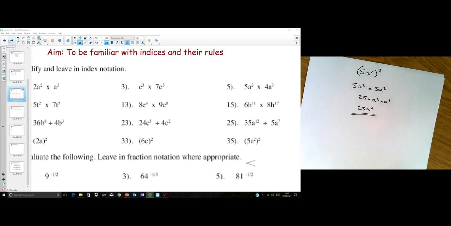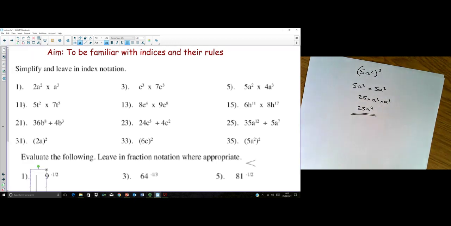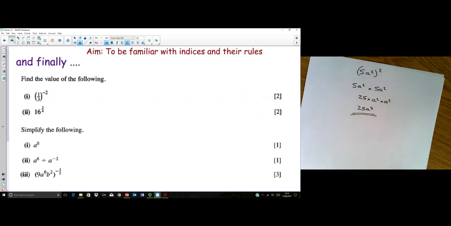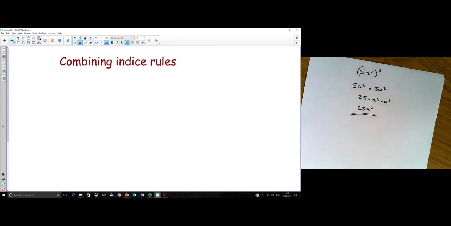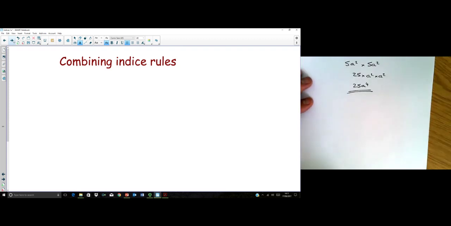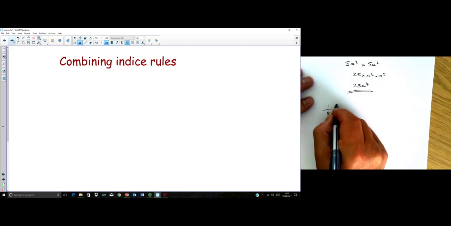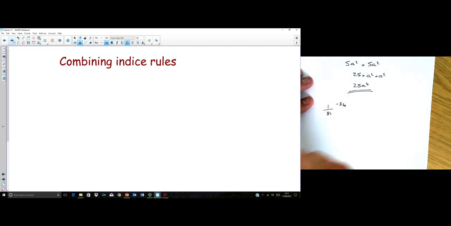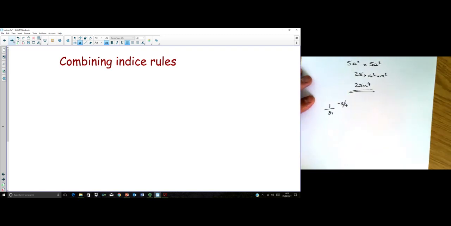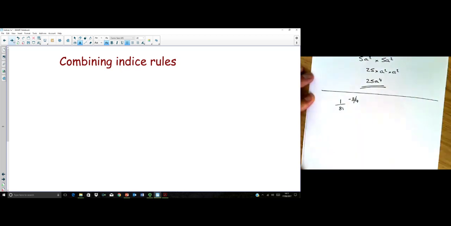Okay, so the last step and the final step, and if you've been happy up to now, which I hope you are, then it should be relatively straightforward, is to combine these rules. The way we're going to combine these is just by taking it step by step. So we are going to combine indices rules and take them step by step. So let us say we have a question which is, say, 1 over 81 to the minus 3 over 4. Okay, 1 over 81 to the minus 3 over 4.